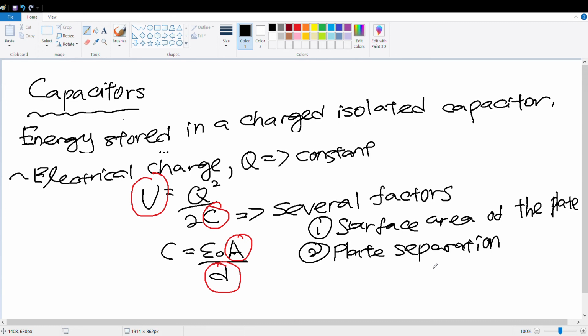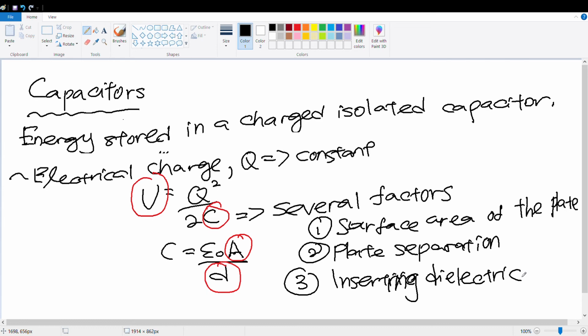There's another one which we taught from the previous video, which is inserting a dielectric. So inserting the dielectric will also influence the capacitance of the capacitor.